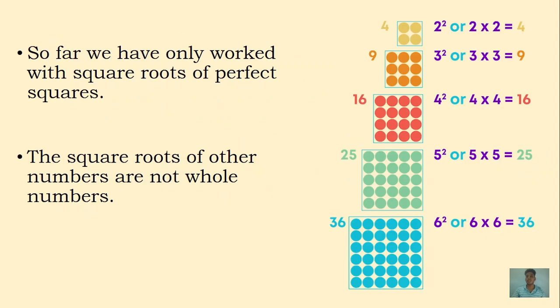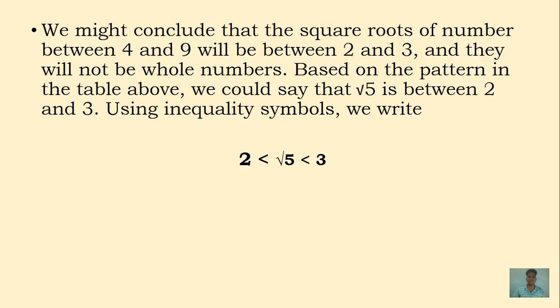So far, we have only worked with square roots of perfect squares. The square roots of other numbers are not whole numbers. We can see a table on the right side of the presentation depicting the squares of numbers. For example, the square of 2 is 4 and the square of 5 is 25.